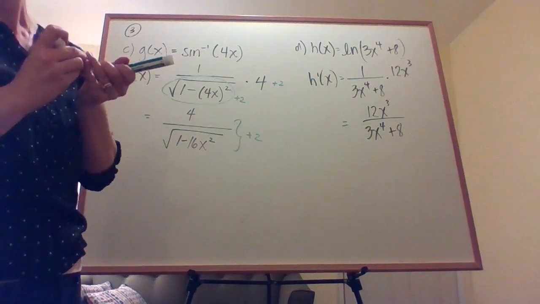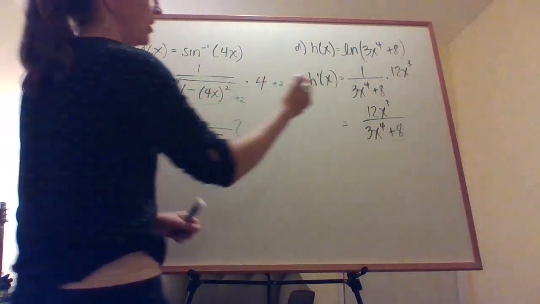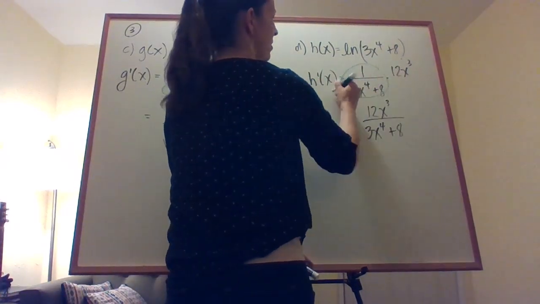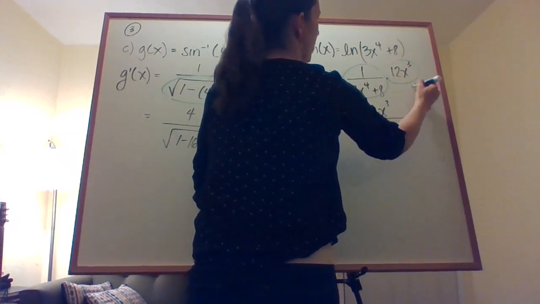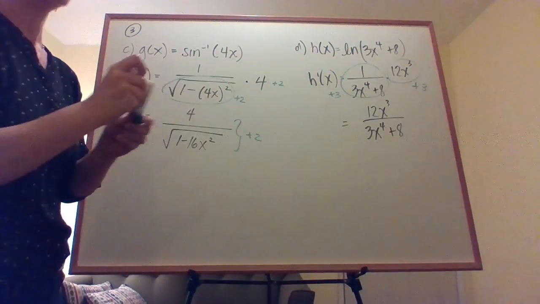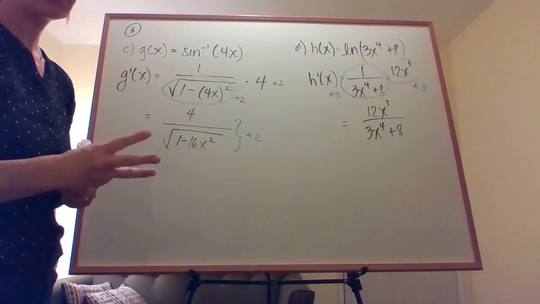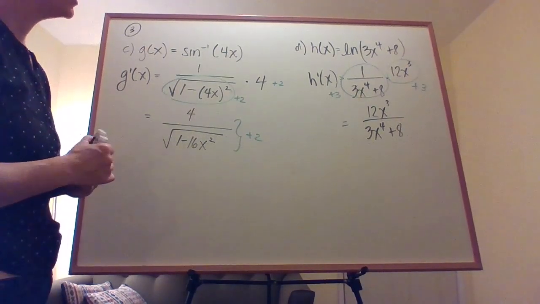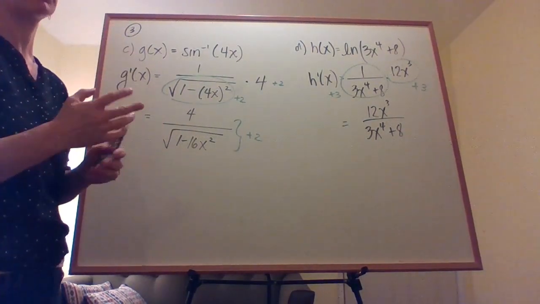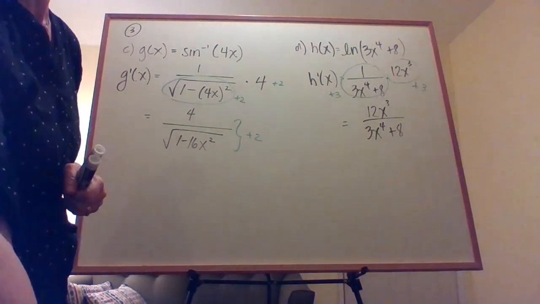That was again worth 6 points, and you get 3 points for getting this part and 3 points for applying the chain rule there. Okay, again, you only needed to do 3 out of the 4 problems in number 3, so you should have a maximum of 18 points for number 3.